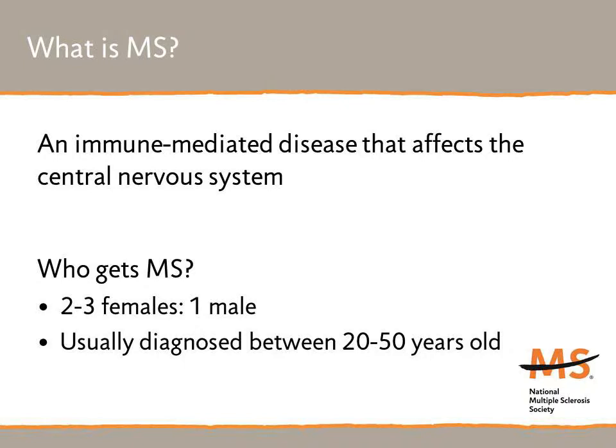So first we want to talk a little bit about what MS is. Multiple sclerosis is a chronic and often disabling disease that involves an immune system attack against the central nervous system, which is made up of the brain, the spinal cord, and the optic nerve.